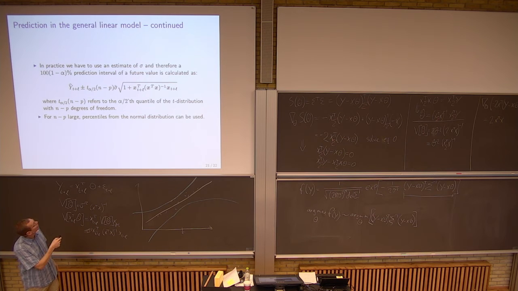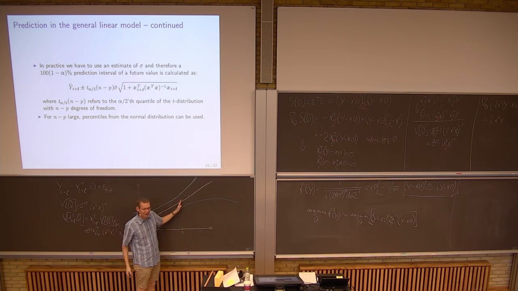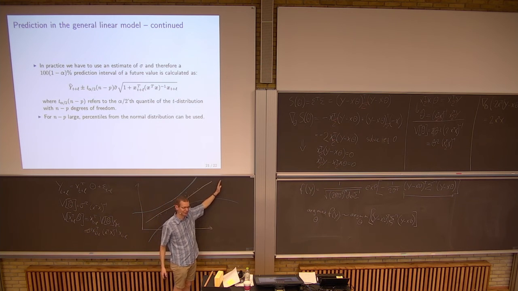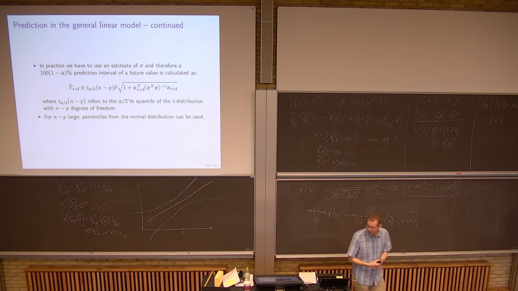And the closer the point you want to make a prediction for is to the mean value, the lower the variance is. But the further away, the higher the variance is. That's just the one thing you have to keep in mind.